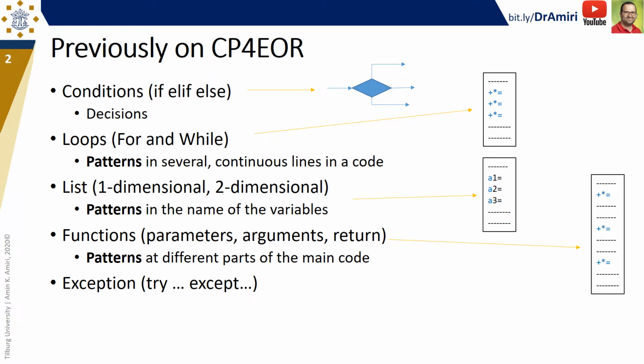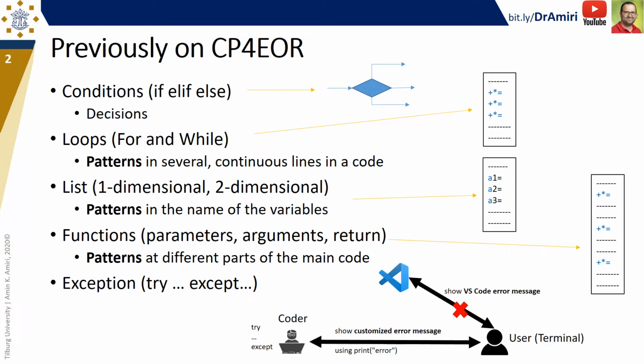And we also learned that if patterns are at different parts of the main code, we turn them into functions with parameters, arguments, and return statements. We also learned that we need to use a try except to handle runtime errors so that Visual Studio Code itself doesn't show error messages to the user, and we as the coder show customized error messages to the users.